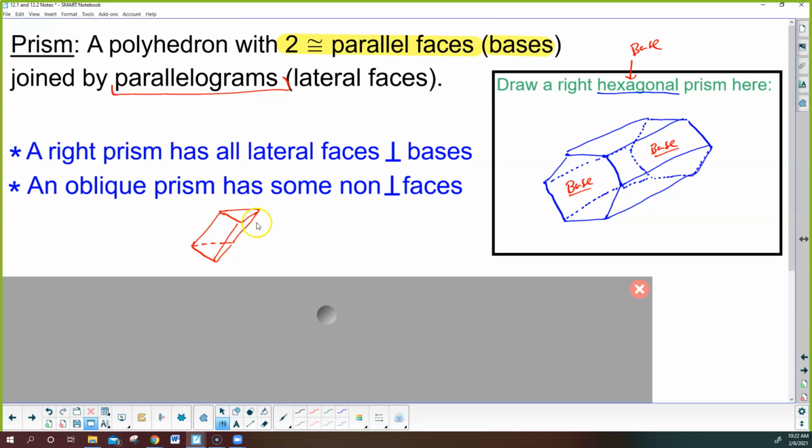But you can see that this is at a slant, which makes it oblique, because it has non-perpendicular faces. If we were to measure all the angles between these, every angle would be 90 degrees, perpendicular to the bases. And in this case, this is not a 90-degree angle here to here. It might be 60 degrees or 30.